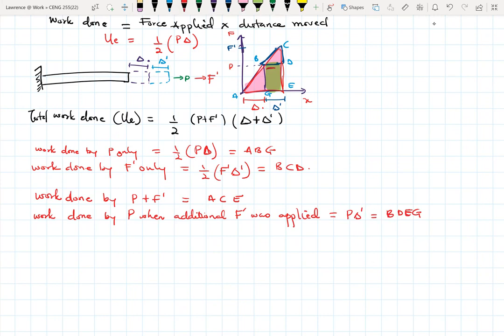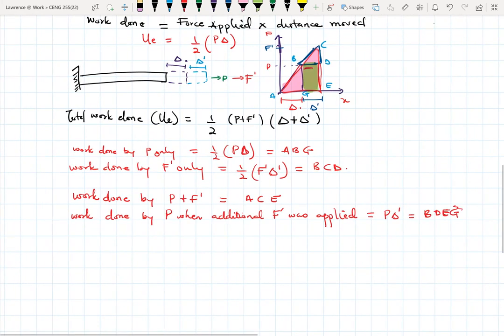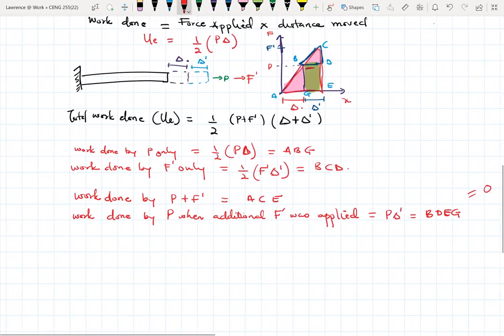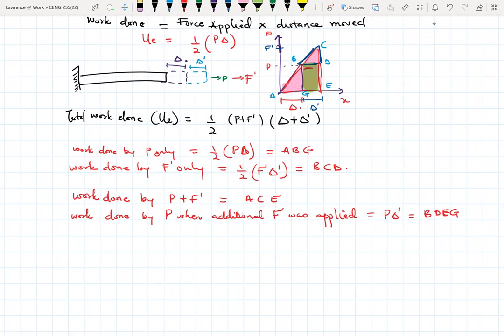If there was no F prime applied, then this component goes to 0. But because of the presence of F prime, we have an additional work done by P. Again, most of these will not make too much sense to us for now, or even if they do, which I think they should to a larger extent, we don't really know what we'll use them for yet. But as time goes on, we'll get to see how these things work.